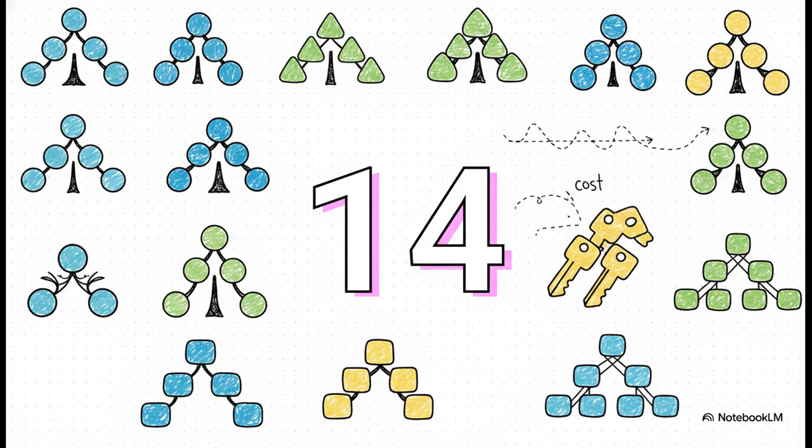This is basically the main villain of our story. Get this, if you have just 4 keys, literally just 4 items to organize, there are already 14 different possible binary search trees you could draw. You'd have to calculate the cost for all 14 just to find the best one.